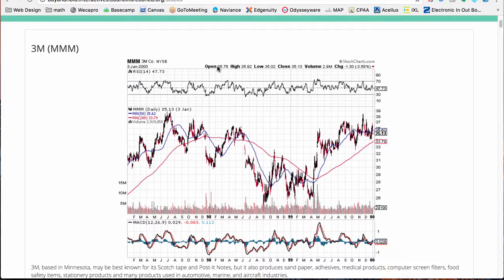So we can see that the stock opened at $35.76. It's gotten to a high of $35.92, gotten to a low of $35.02. So it's kind of staying pretty close to the same. At least this is for the day, right? But overall, if I look over the last 3 years, we can see kind of right around $31.